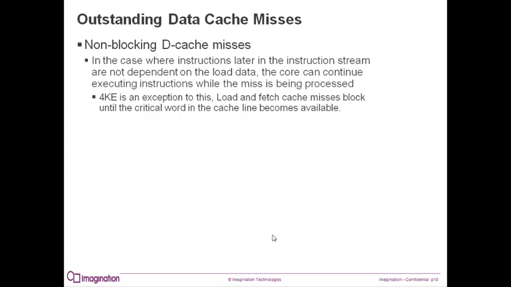Some cores can have more than one cache miss outstanding at a time. The 24K, 34K, and 1004K can be configured at chip build time for 4 or 8 outstanding data cache misses. The 74K is not configurable and has 4.